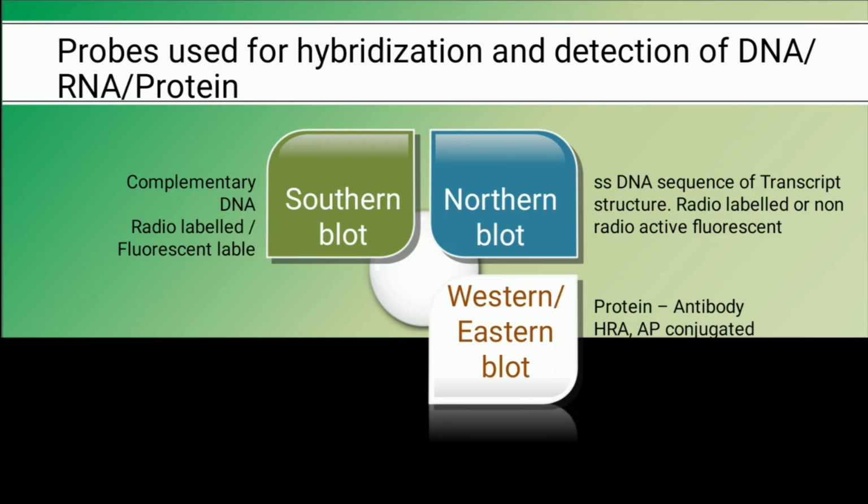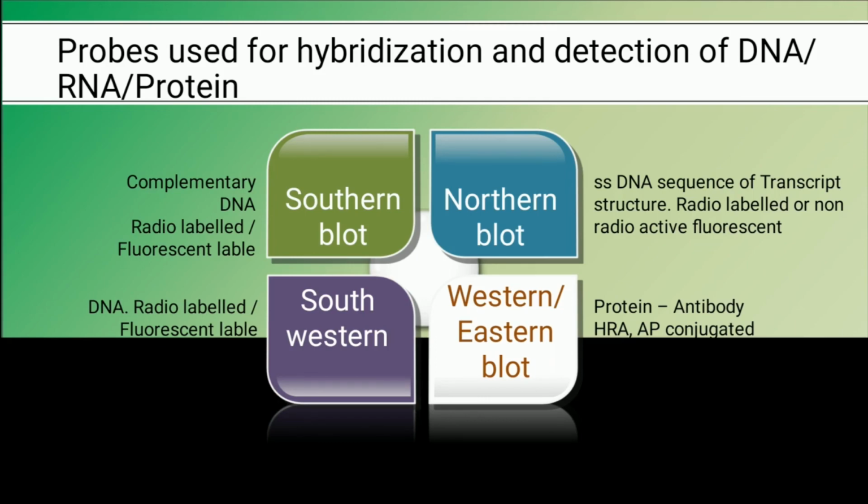The second conjugate, alkaline phosphatase, is widely used for the colorimetric method. So we can visually see the reddish brown band appearing over the membrane. For Southwestern blotting techniques, similar to Southern and Northern, a DNA fragment is used. It is also a radiolabeled or non-radioactive labeled material.